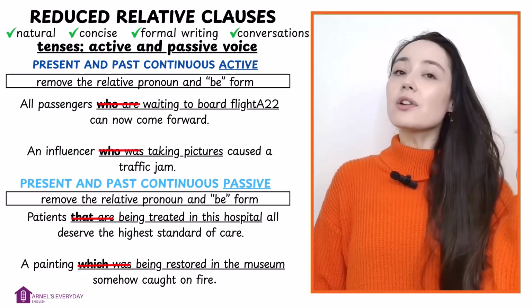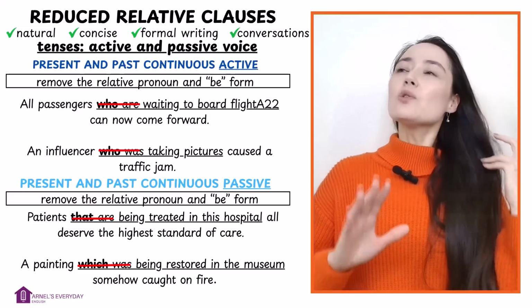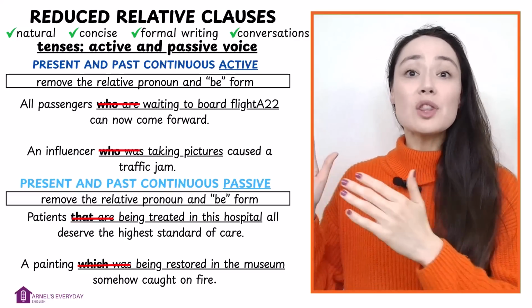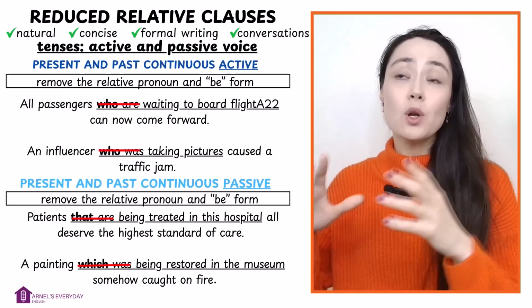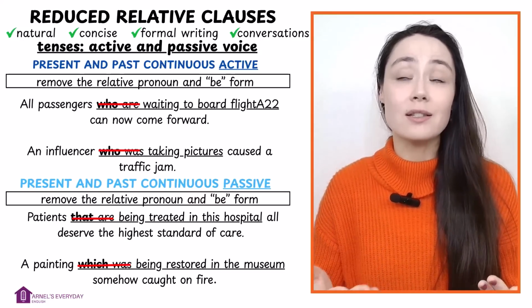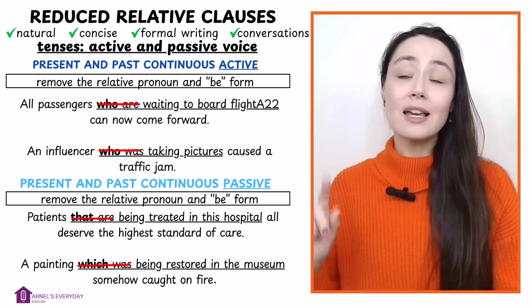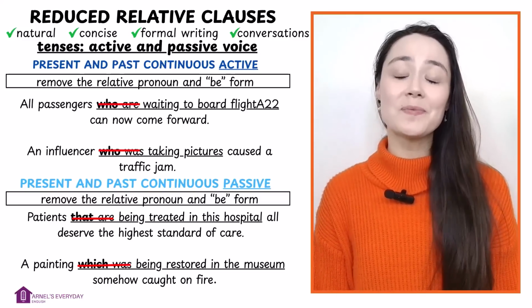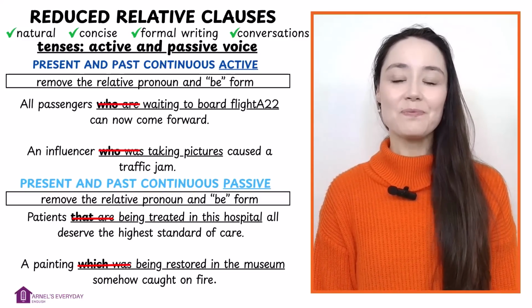What about other tenses? You may see other tenses, but these are the most common forms when we reduce relative clauses. These are the most common tenses. If you learn these, you are good to go.